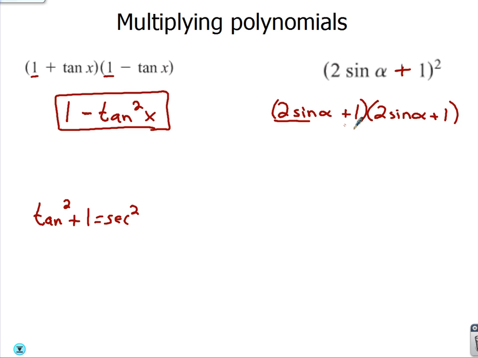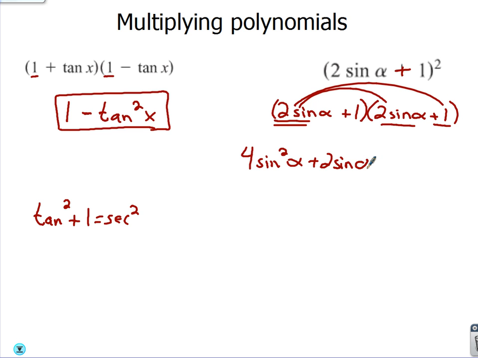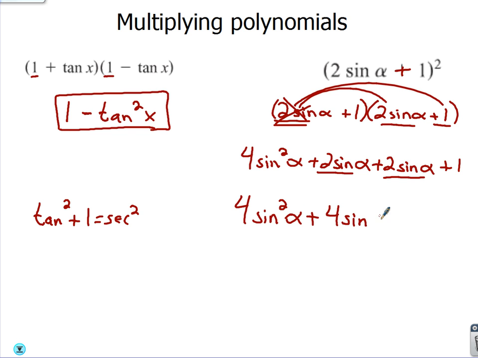Multiply your first terms, gives you 4 sine squared alpha. Multiply your first term times your second term. Distributive property, I multiply this times both of them. 2 sine alpha times 1 is 2 sine alpha. We're done with that term. Now distribute your 1. 1 times 2 sine alpha is also 2 sine alpha. And 1 times 1 is 1. Same way back in algebra, most of the time you can usually combine your middle terms. This leaves you with 4 sine squared alpha plus 4 sine alpha plus 1.